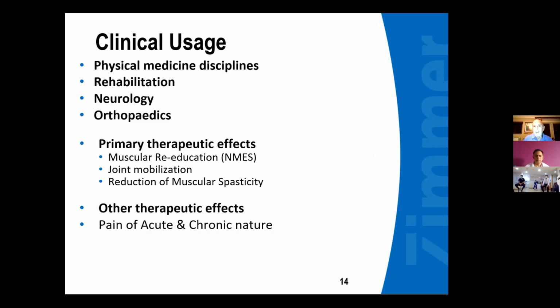When we say physical medicine disciplines, we're referring to any clinician that's trying to re-educate a muscle or work on pain management. Primarily physiotherapists, but not limited to. It could be a chiropractor, a sports therapist, rehabilitation, neurology, orthopedics. And again, I stress the primary therapeutic effects of this: muscle re-education, joint mobilization, and reduction of spasticity. Great neurological effect. But don't forget about acute and chronic pain. Excellent on that.